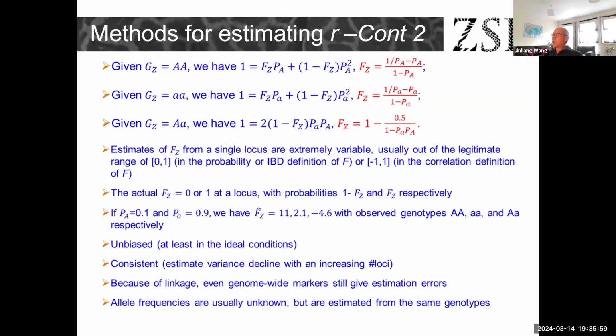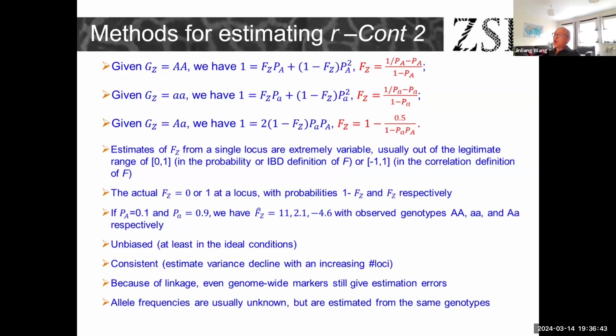So depending on the observed genotypes, it is very variable, as you can see. But the good thing is, although very variable, it is unbiased in expectation, at least when we know the allele frequencies accurately. And also the estimator is consistent. That is, with the increasing number of markers, the average inbreeding coefficient estimated from these markers will decrease consistently with the increase in the number of markers.